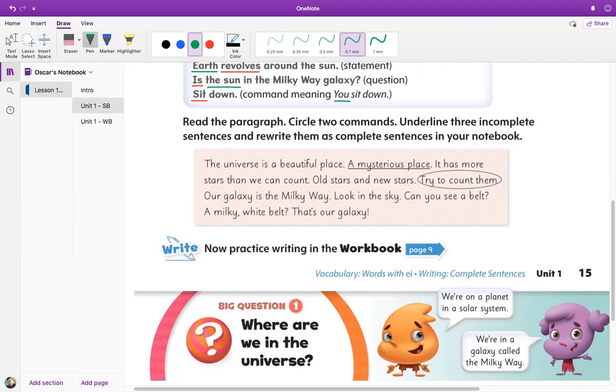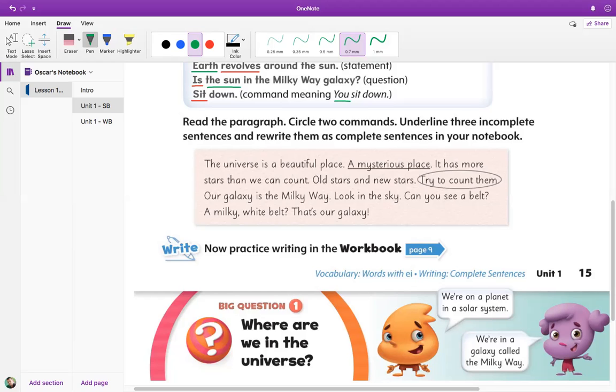So let's begin. The universe is a beautiful place, a mysterious place. So the first one is a complete sentence because we have the universe as our subject and is as a verb. The second one was underlined by the book because it is an incomplete sentence. It is missing the subject and the verb as well.